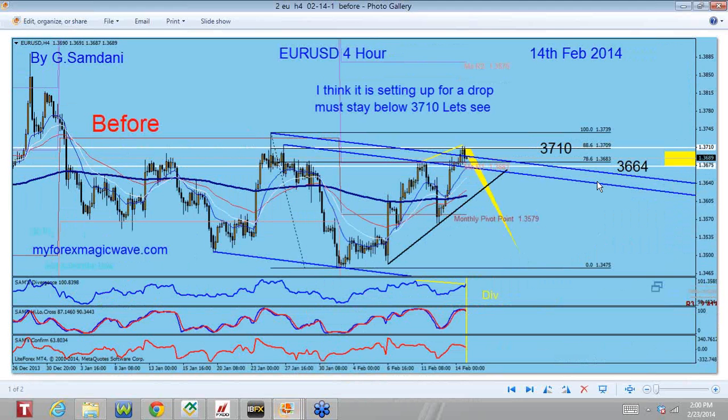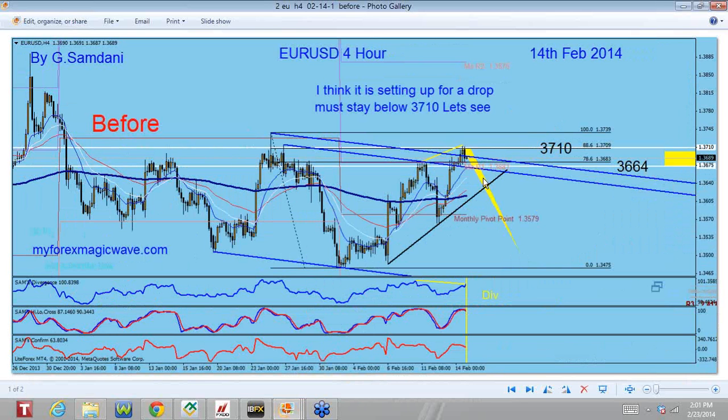Like this one, 3664 is a big, huge number. 3710 is a big number. That's why I have it written here. And above we have 3836. Remember that. We might be getting there early this week, and then drop. So the turning point is very key.